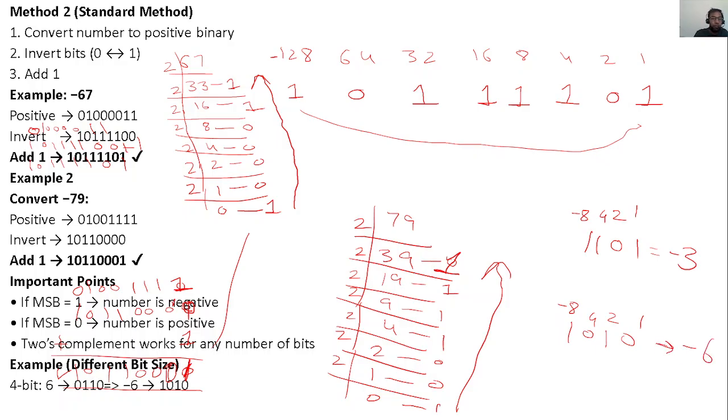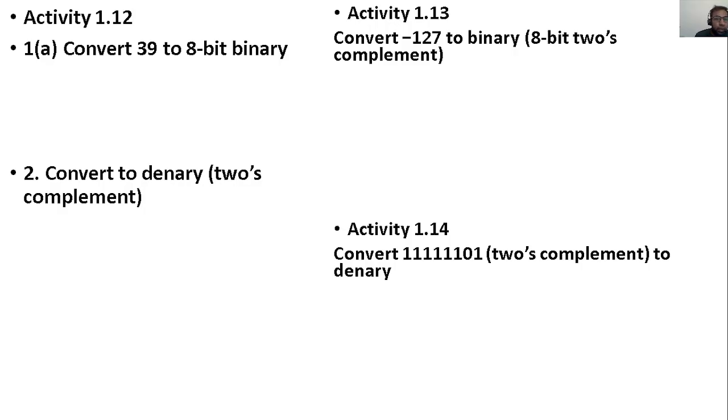Okay, let's move forward. Let's convert 39 to 8-bit binary. I'm using both methods separately. What we'll just remember is this sequence: 64, 32, 16, 8, 4, 2, 1. Now the number that is closest to 39 and smaller than it is basically 32.